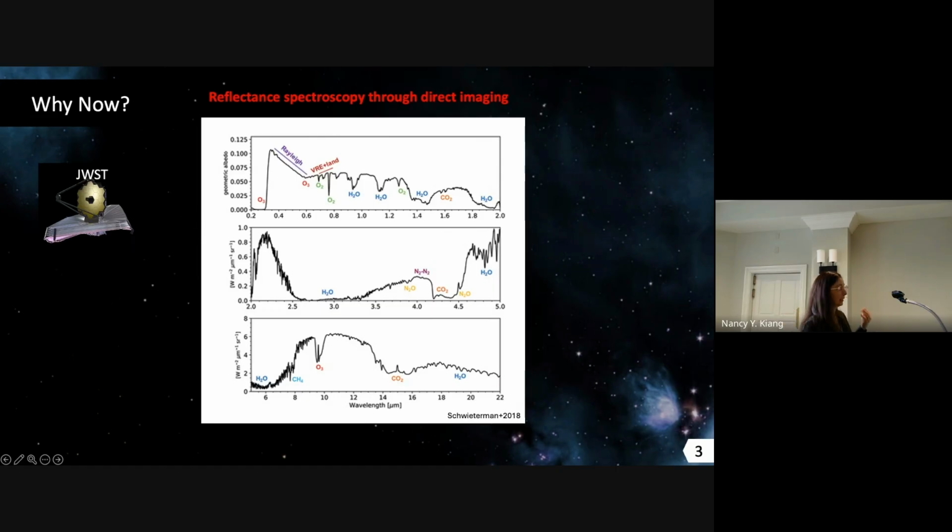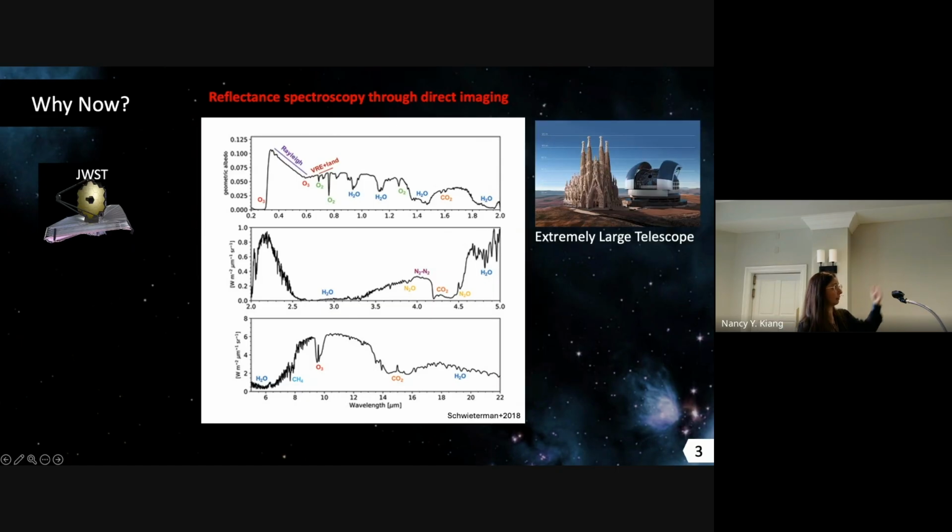And so in light of that, there are telescopes that are being designed. For instance, the Extremely Large Telescope from Europe is going to have first light in 5 years. And I put it in comparison in terms of size with La Sagrada Familia, because I like to think one of them will finish first. I just don't know which one.